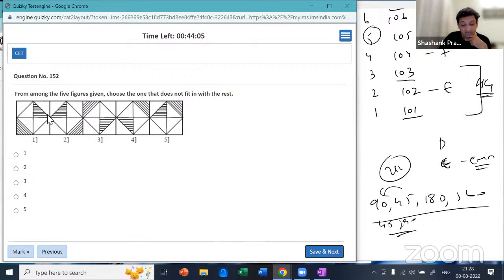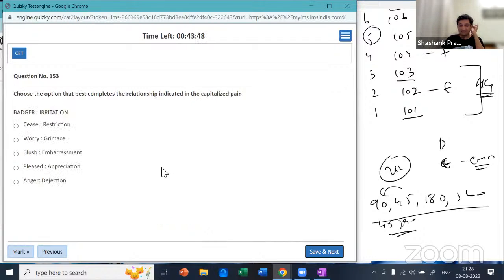So first and second, I can see a mirror image. Mirror image, yeah. Second, third, I can't see anything. Third, fourth is again a mirror image. I don't know. Fifth, because there's no mirror image, this is a pure guess.